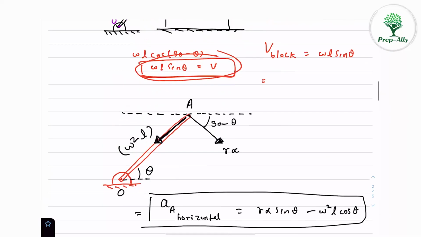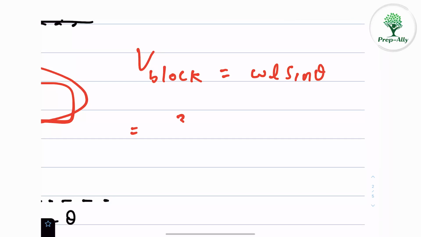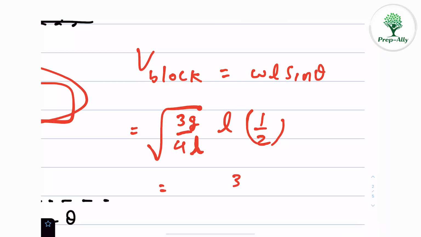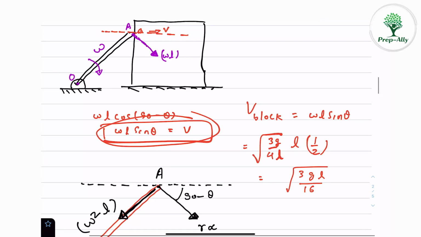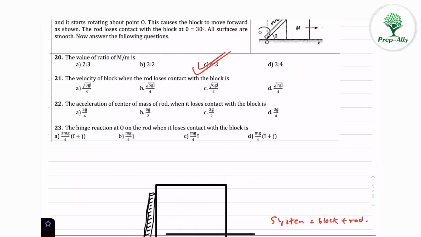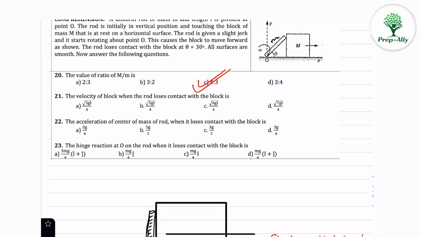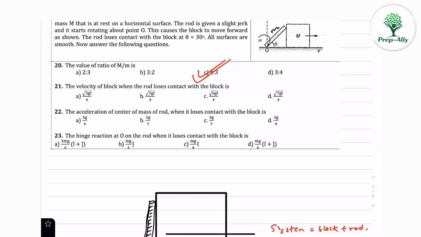So let me put the value, root over 3g by 4l as omega, into the length into sine of 30 degree, half. So what do we get here? Root over 3g L by 16. So root over 3g L by 16 is the block's velocity. Okay, inside the root we have 16 now. So root over 3g L by 16 means root over 3g L by 4. So 4 will be outside the root, so we're getting option A.